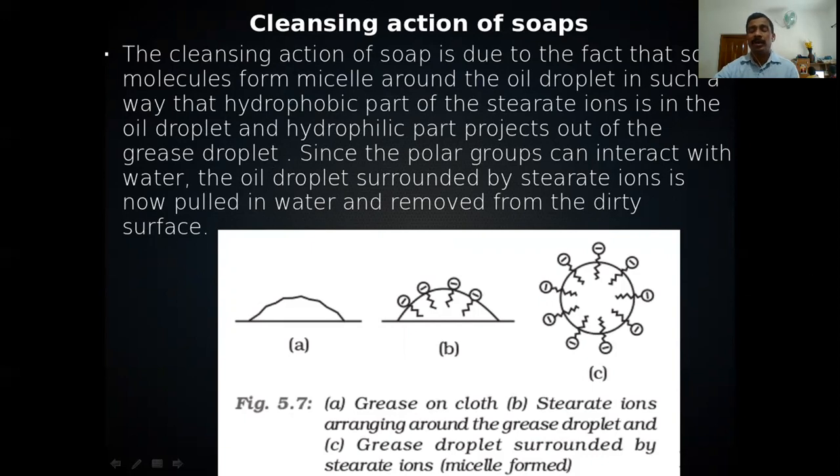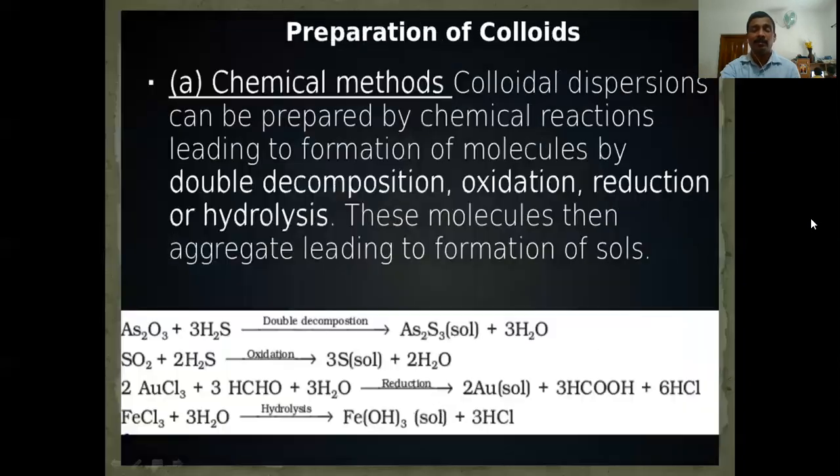Okay, now we can see the preparation of colloids. Lyophilic colloids can be prepared very easily by the direct method, simply by mixing dispersion medium and dispersed phase. But for the preparation of lyophobic colloids, some other methods are required, and we can discuss those methods here. First one, chemical method.